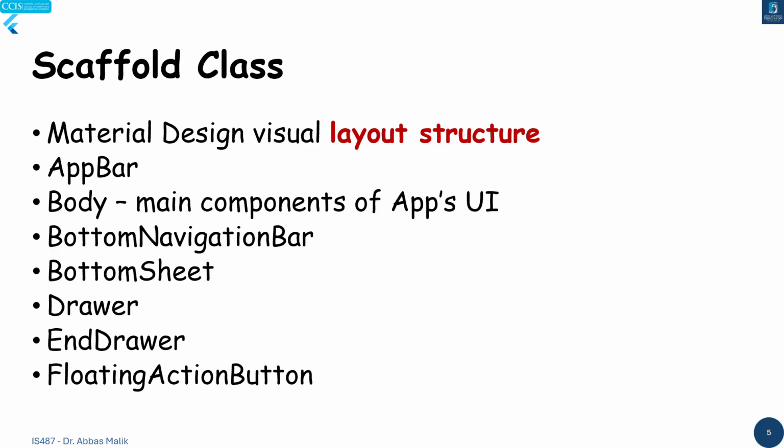The Scaffold represents the whole screen which is visible to the user. It is a layout structure of Material Design, and it can contain the application bar and a main part or body, which is the main area where you want to show user interfaces for interaction with the user. Then we also have a bottom navigation bar. At the bottom, you can give some buttons so that you can navigate between different screens or pages within that same application.